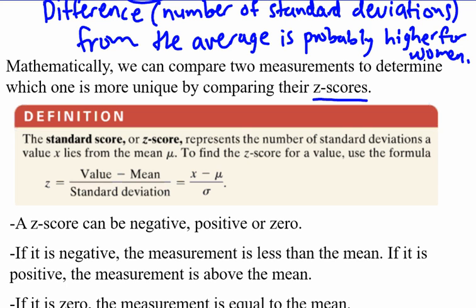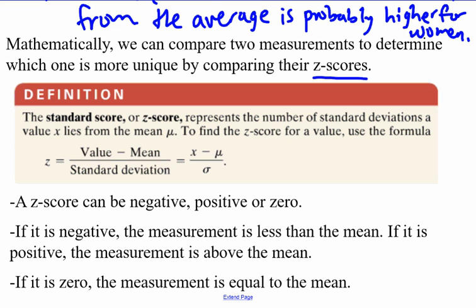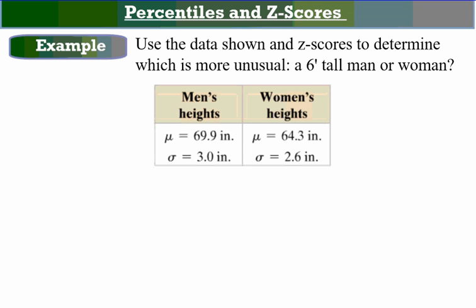So just a couple facts about Z-scores before we go calculating them. Well, a Z-score can be negative, positive, or 0. If it is negative, the measurement is below the mean. If the Z-score is positive, then that measurement is above the mean. If the Z-score is 0, it means that you are exactly on the mean. You are 0 standard deviations away from the mean because you were exactly on it. So Z-score is nothing more than number of standard deviations away from the mean. Now I have the actual data values. We can use it to determine which one is actually more unusual, a 6-foot-tall man or a 6-foot-tall woman.